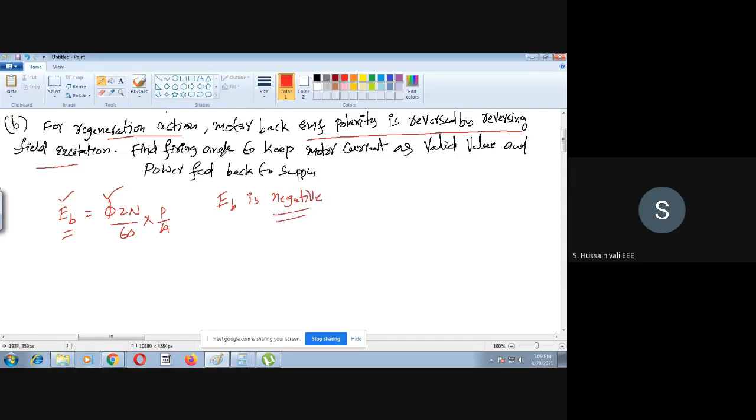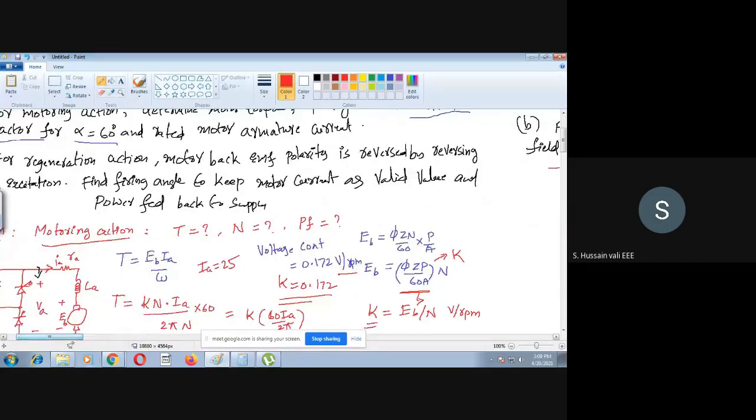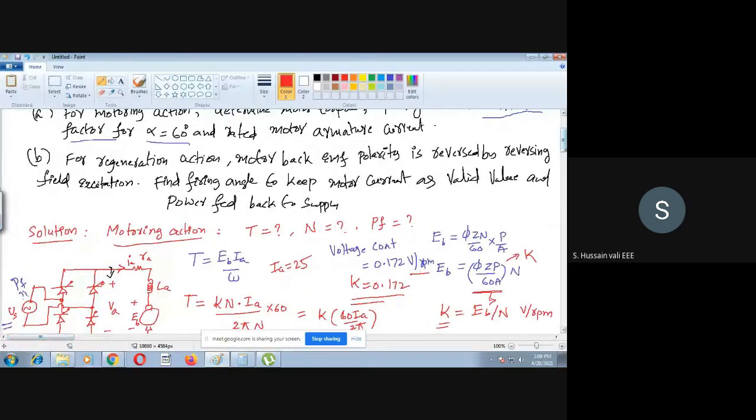Now what he is asking is to find the firing angle to keep the motor current constant at the rated value and power fed back to the supply. So in regenerative action, regeneration in the sense, now remember the motor is acting as a generator. That's called regenerative action.